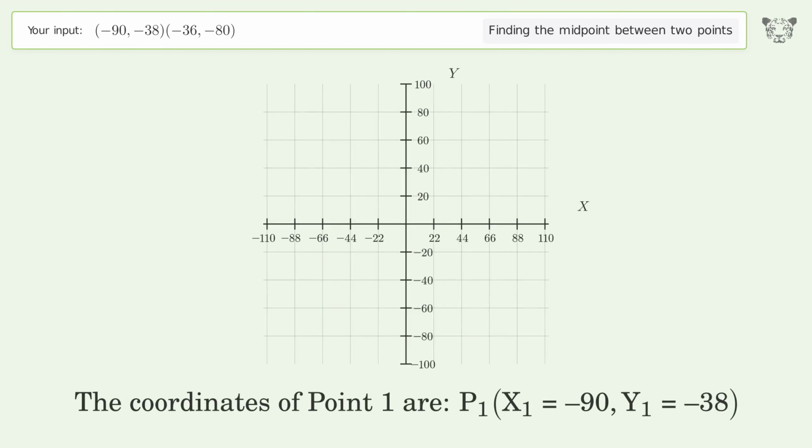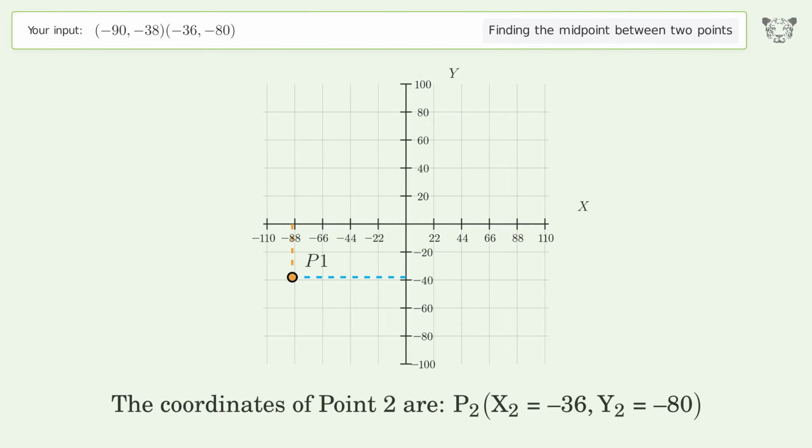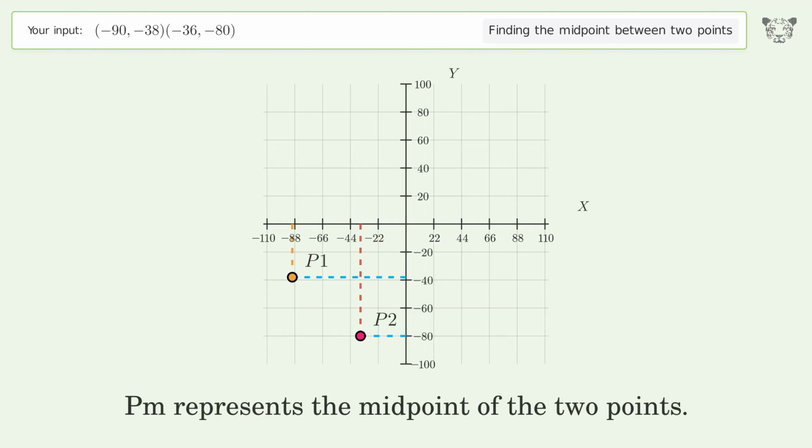The coordinates of point 1 are x1 equals -90, y1 equals -38. The coordinates of point 2 are x2 equals -36, y2 equals -80. PM represents the midpoint of the 2 points.